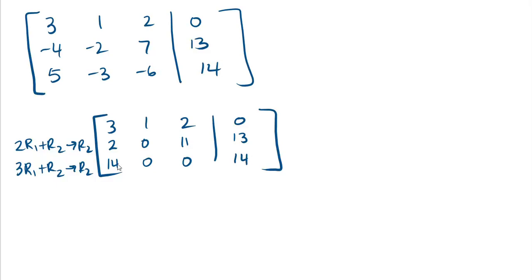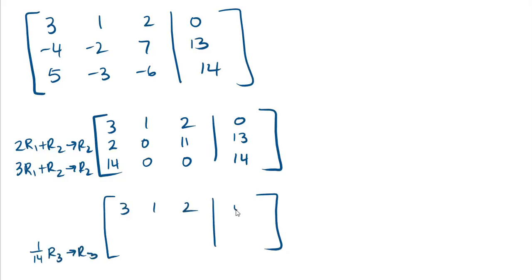Here we're not going to have to do another elimination. This row already tells us the value of x. To get it in the matrix format, I'm going to take 1/14 of row 3 and put that into row 3. I'm not changing row 1, and I'm not changing row 2, but row 3 becomes 1, 0, 0, 1, and so we know that x equals 1.